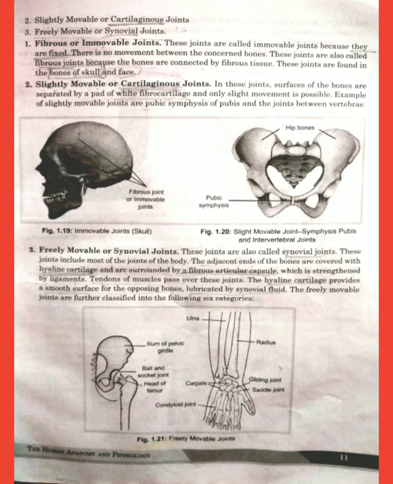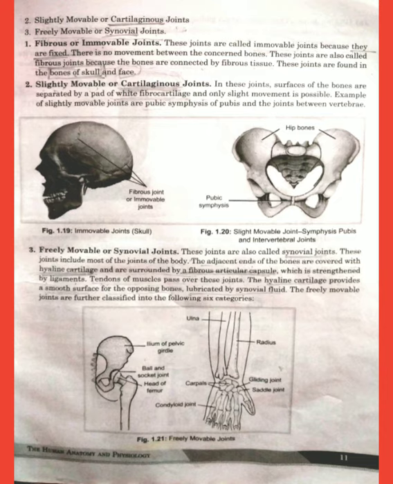The next is freely movable or synovial joints. That means these are the joints which can freely move. The adjacent end of the bones are covered with hyaline cartilage and are surrounded by fibrous articular capsule, which is strengthened by ligaments. As we know, tendons connect bones with muscles. So here tendons of muscles pass over these joints. So this hyaline cartilage actually provides smooth surface for the opposing bones, lubricated by synovial fluid. So these joints include most of the joints of the body, and it is classified into 6 categories.